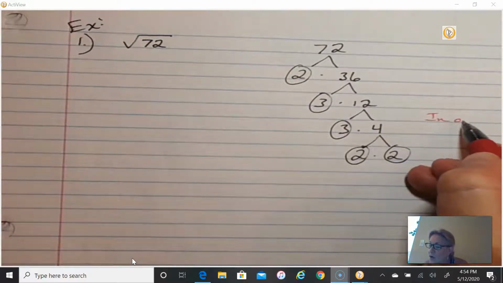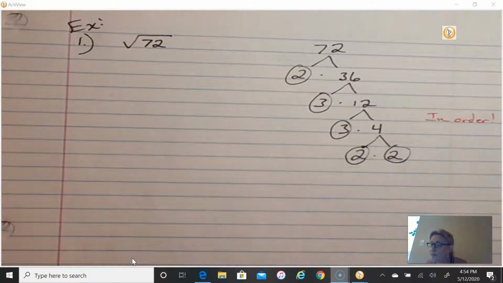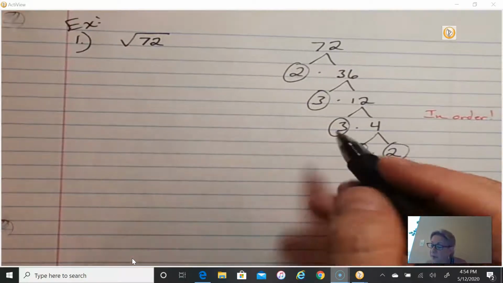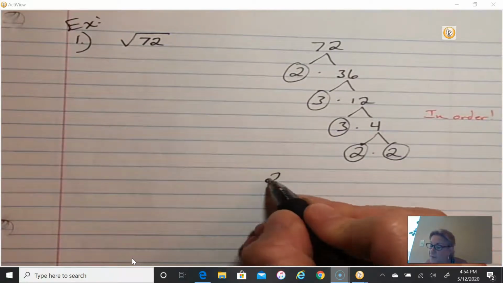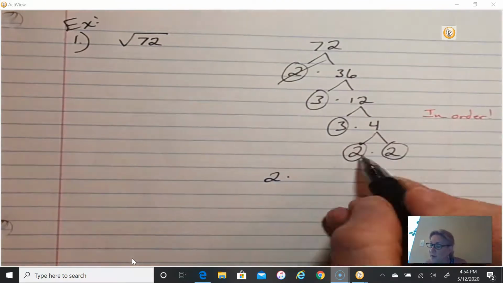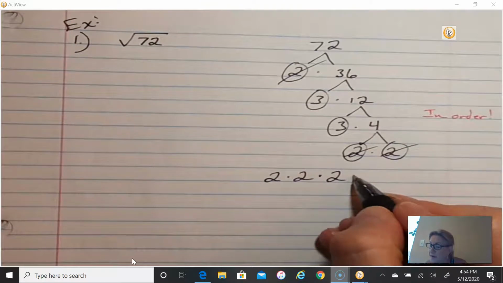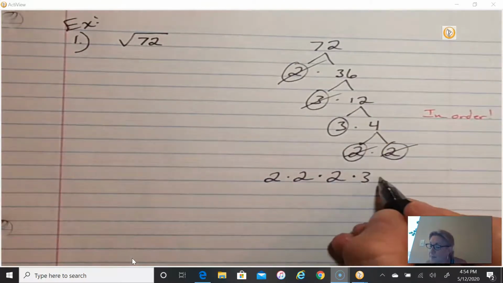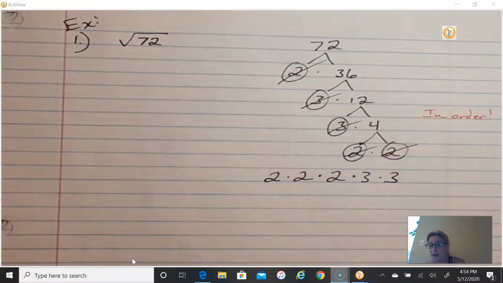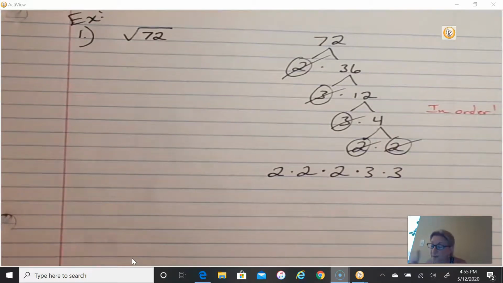In order, because you will mess up if you don't. So least to greatest, I have 2, cross out 2. I have another 2 here, cross out 2. Times 2, cross out 3. Times 3. Okay, step 2, circle your groups of 2.